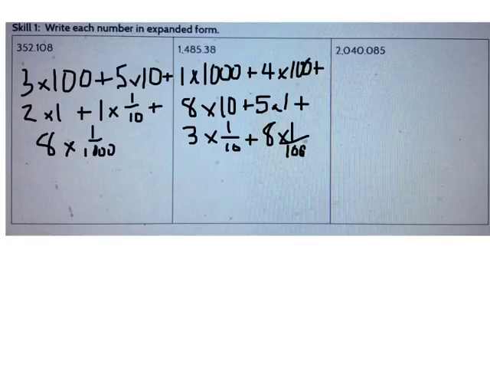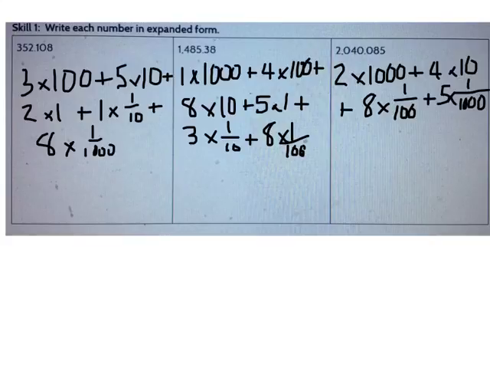Now try another. What's 2,040 and 85 thousandths written in expanded form? The correct answer is 2 times 1,000 plus 4 times 10 plus 8 times 1 over 100 plus 5 times 1 over 1,000.